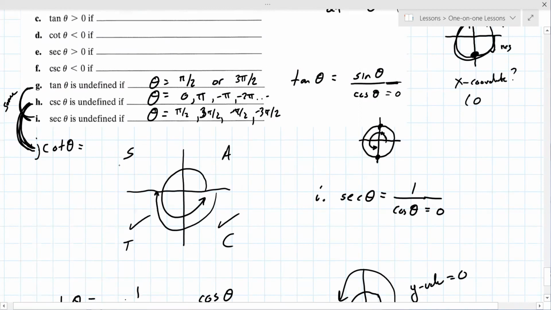The H and J are the same. Well, I made up J. J is cotangent. They're the same because it's the one that's missing.